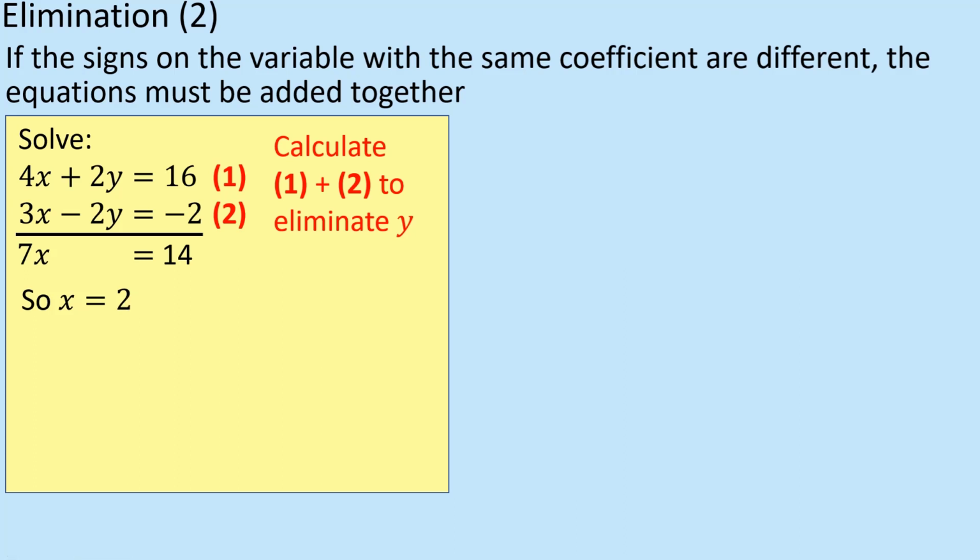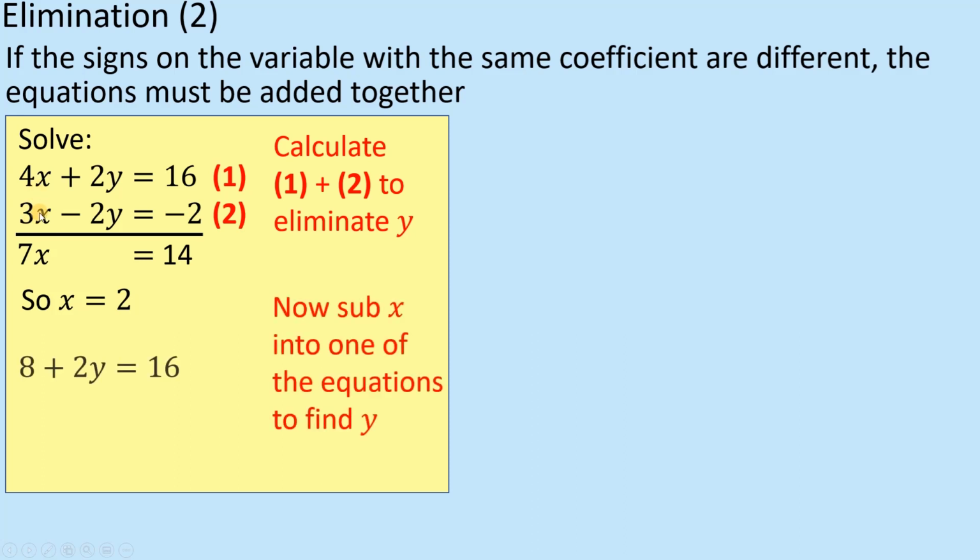So like last time, we need to substitute it back in. So substitute it into either of these two equations. So we're going to go for the top one. So 4 times 2 is 8, plus 2y equals 16. So that's 8 plus 2y equals 16. Rearrange it, so 2y is equal to 8, therefore y is equal to 4. All right, so I've got my two answers, also my solution for x and y.